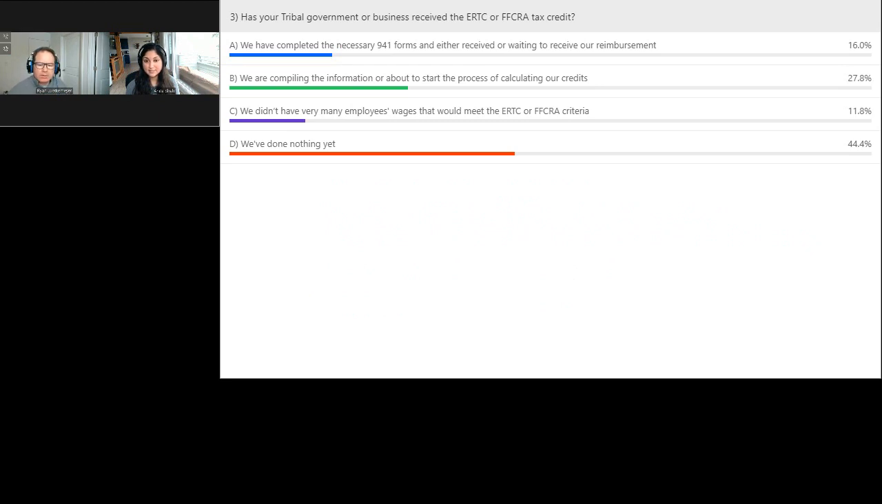Okay. So, perfect. About 16% have completed the necessary forms and are in that process. Good to hear, right? And then a good 28% are compiling the information, kind of getting things ready. That's where I see most of my clients. Yeah, the 12%, we didn't have very many employees' wages that would meet the ERTC or the criteria of the Families First.